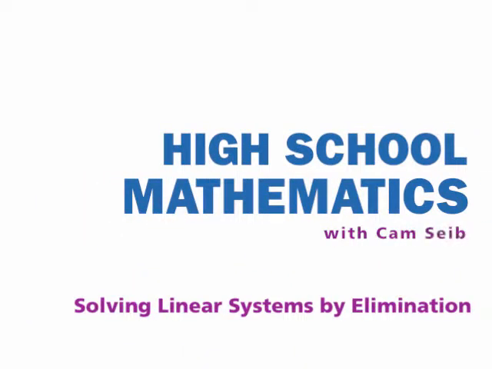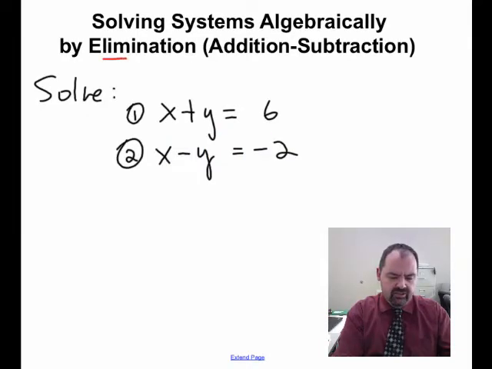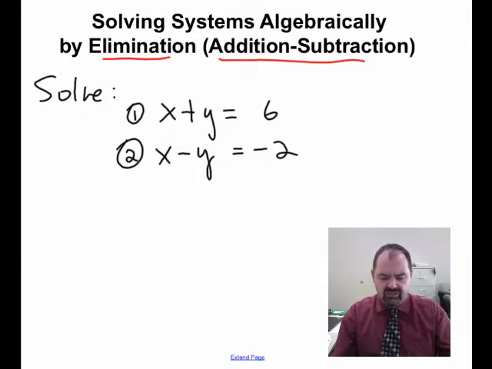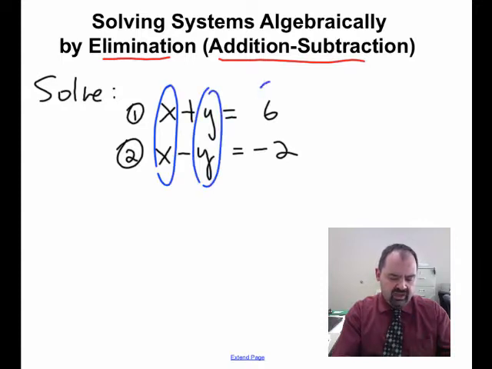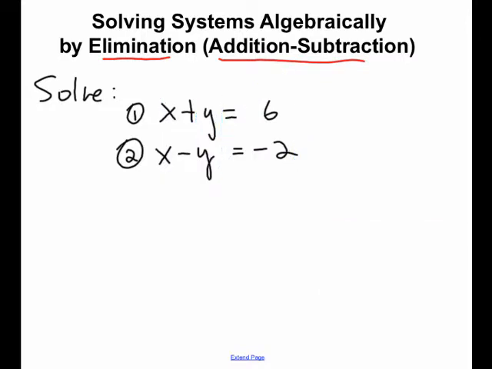Alright, so what we want to do now is solve systems of equations algebraically by the elimination method, often called the addition-subtraction method. Now with this method, what you want is your equations lined up so that the x's, the y's, and the constants are lined up vertically and on the same side of the equal sign. And then what we're going to do is combine the two equations.